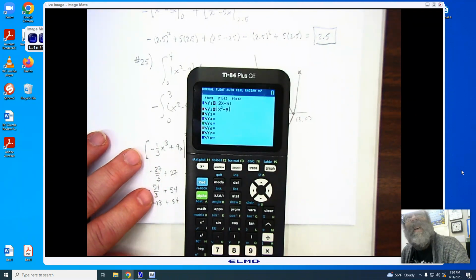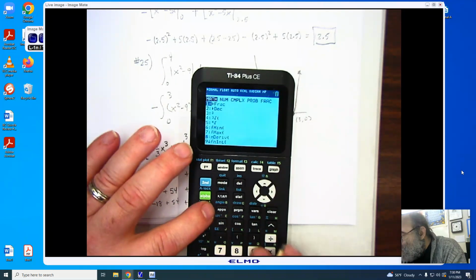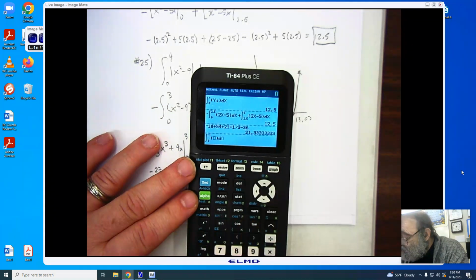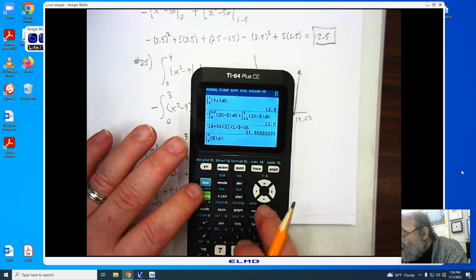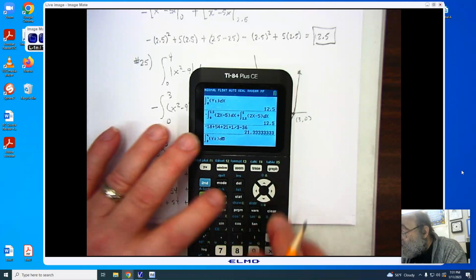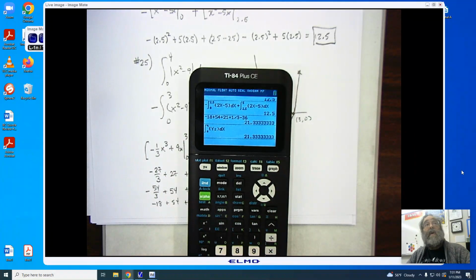I've already put it into my calculator under Y2, and I'm now going to hit Math 9, integrating from 0 to 4, and I'm going to put alpha trace Y2 dx. Enter. And we get the exact same answer.